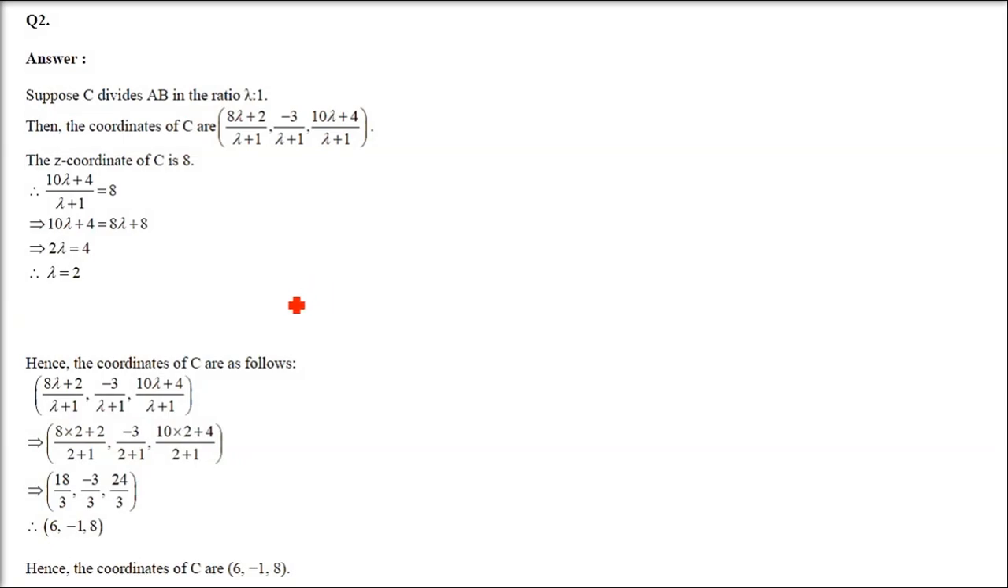So now the things are clear. Next question: the point C with Z coordinate 8 lies on the line segment joining the points A and B. Find its coordinates. We have a line, and just assume everything in 3D. It's not 2D; because this is a screen, I cannot show you 3D. A is 2, minus 3, 4. B is 8, 0, 10. Now we have a point in between, whose Z coordinate is 8.